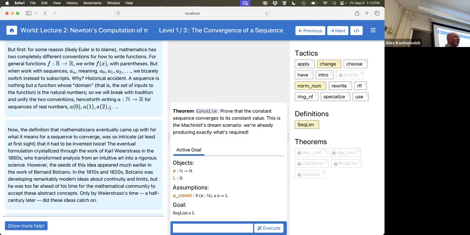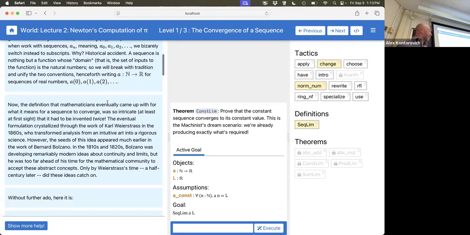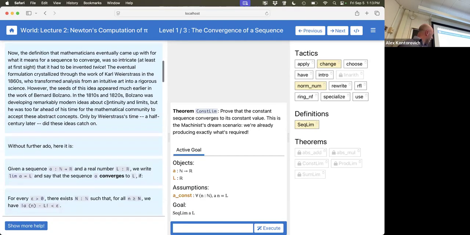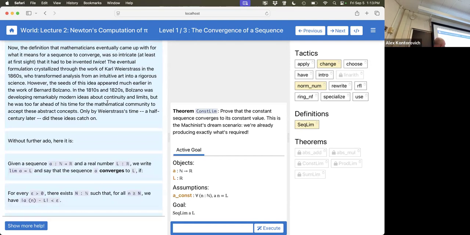The mathematical world didn't accept it the first time it came out. It took another half century before somebody else came up with it yet again. And then people were ready for it. Okay, so without further ado, here it is. A sequence is a function from the naturals to the reals. Could be to other things, but it is real analysis, so I'll say reals.